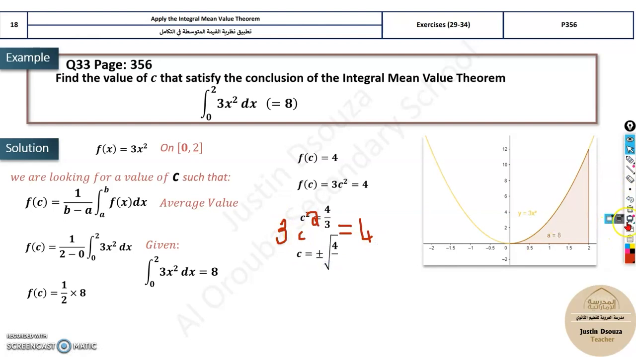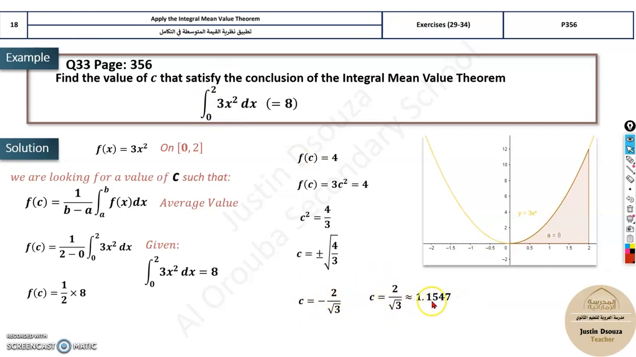So now you're just taking the 3 to the other side, divide and take the square root. It is plus or minus square root of 4 by 3. But look over here. When you solve it, it'll be 2 by root 3. The negative value is beyond the limit. Is a limit less than 0 considered? No. So this is a wrong value. You don't consider the negative, only consider the positive value.